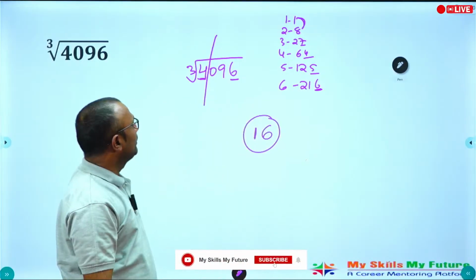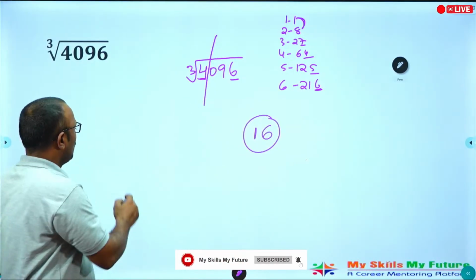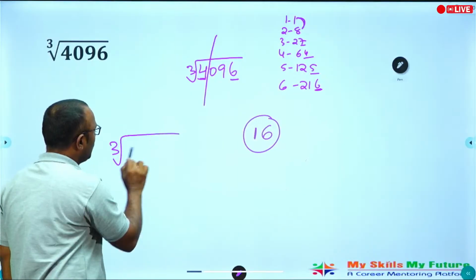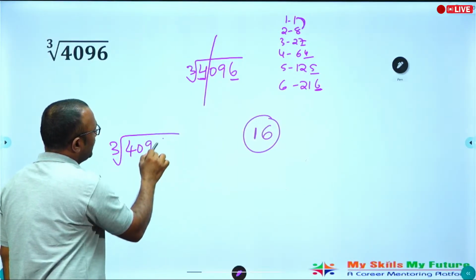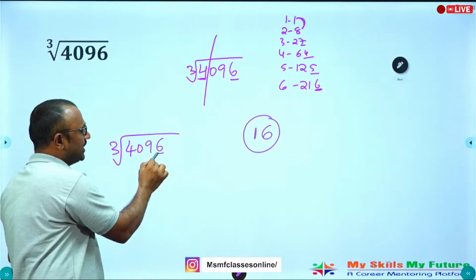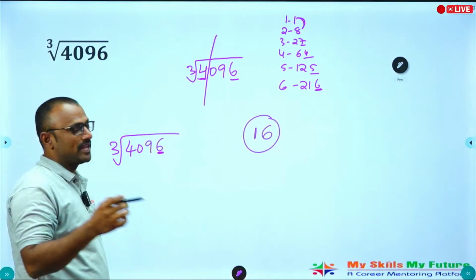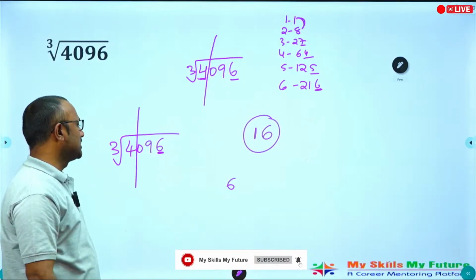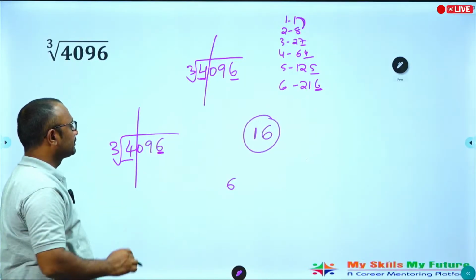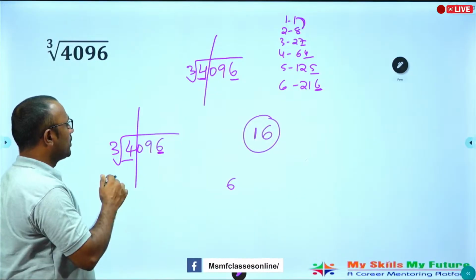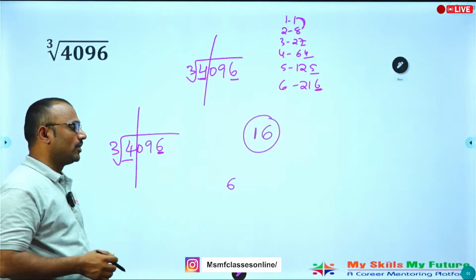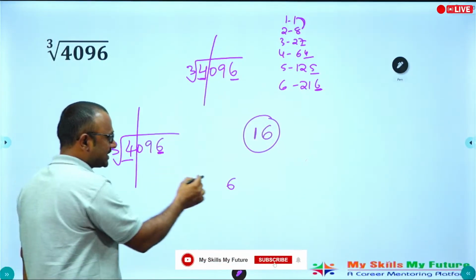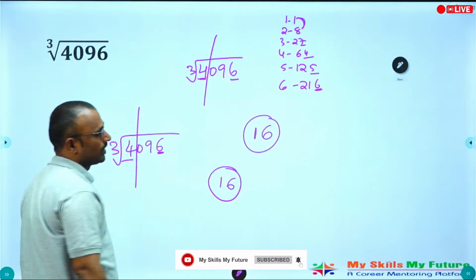So are you getting it? The cube root of 4096: the unit digit of the cube root ends with 6, so the number's unit digit is 6. Just separate the last 3 digits. The remaining number is 4, which is just after 1 cubed, so the first digit is 1. That is 16. Okay, right.